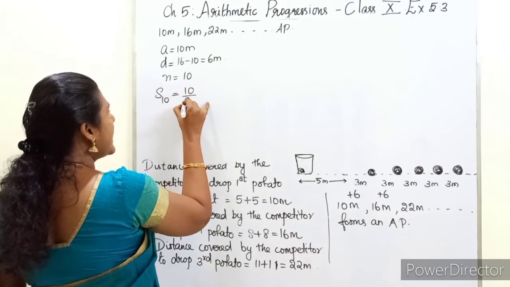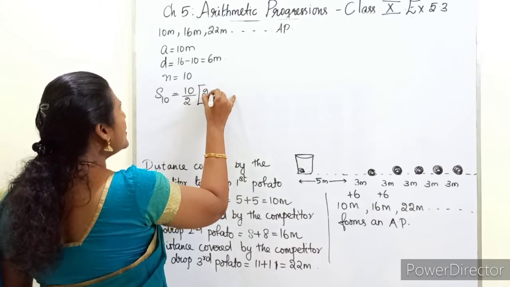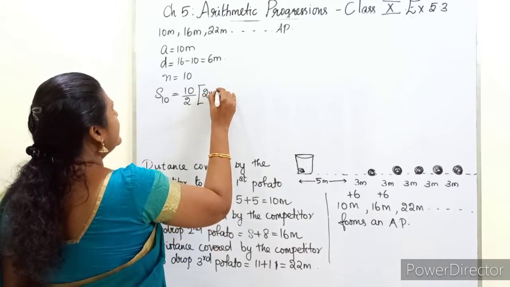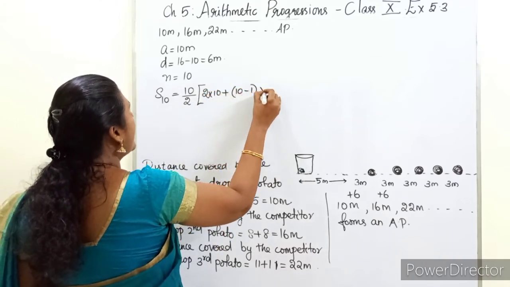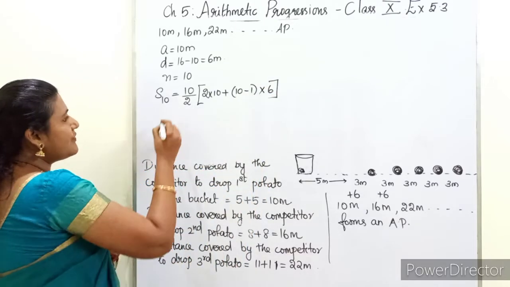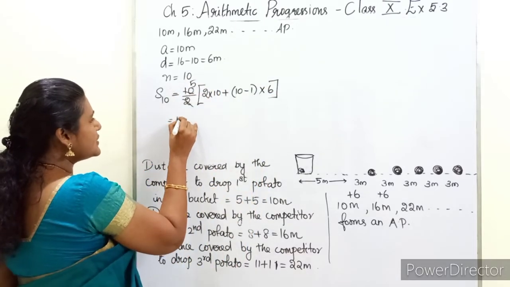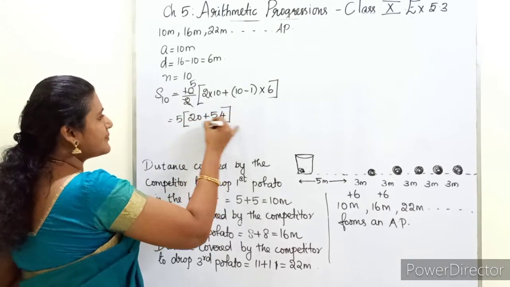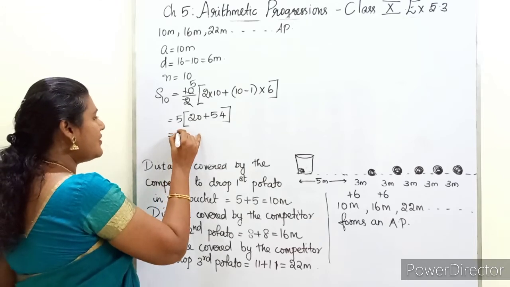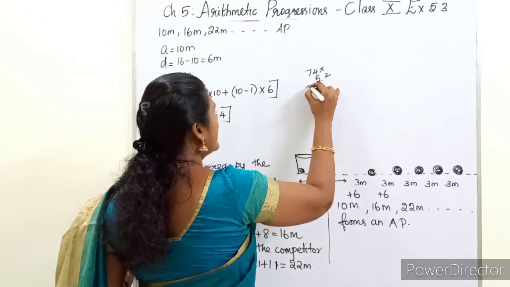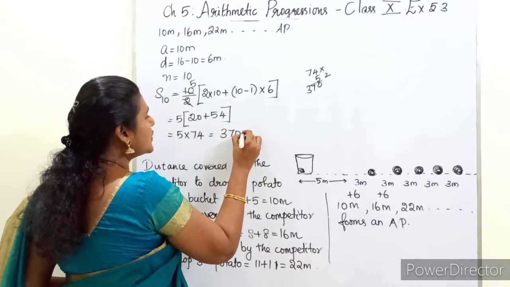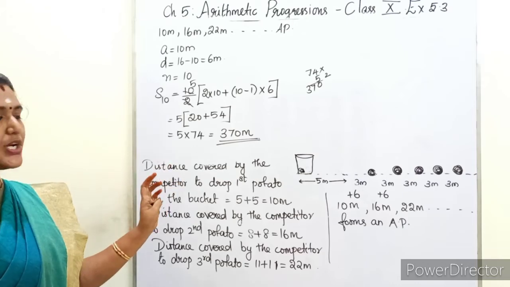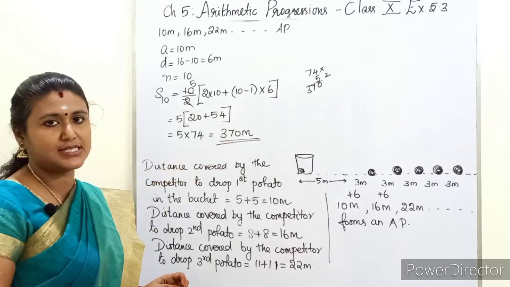So the formula is n by 2, that is 10 by 2, into 2a plus, a value is 10, so 2 into 10, plus 10 minus 1 into d, d value is 6. Now we will simplify this. Here we can cancel. So 5 into 20 plus 9 into 6, that is 54. So 5 into 74, so 370 meters. So the total distance covered by the competitor to finish the potato race is 370 meters.